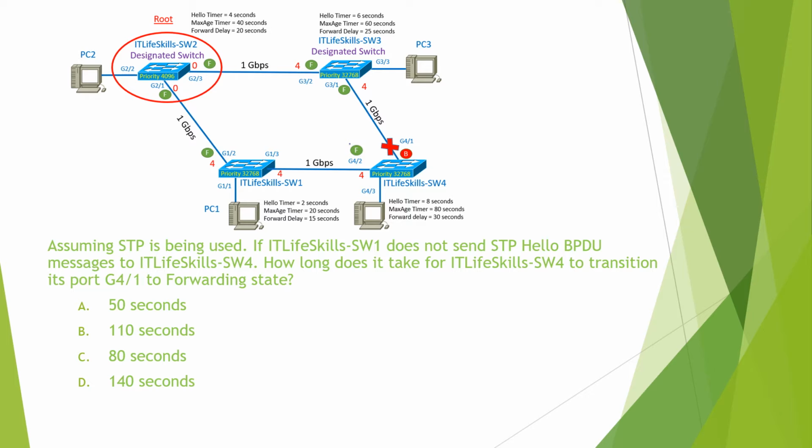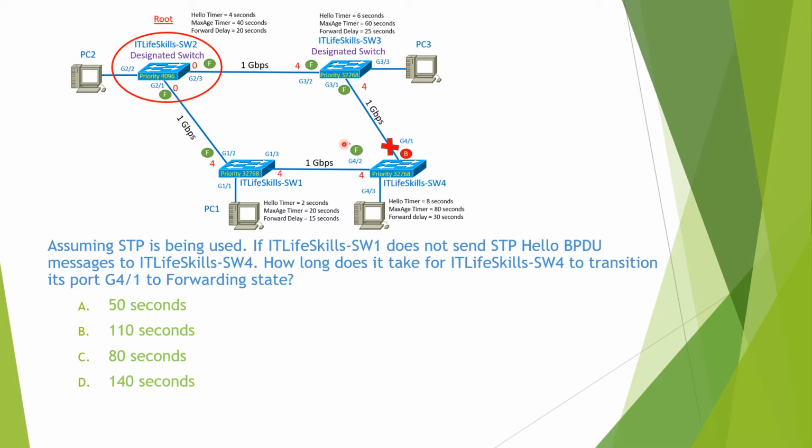The question reads, assuming STP is being used, if IT Live Skill Switch 1 does not send STP Hello BPDU message to IT Live Skill Switch 4, how long does it take for IT Live Skill Switch 4 to transition its port Gs41 to forwarding state? To answer this question, we need to look at the timers set on the root switch.